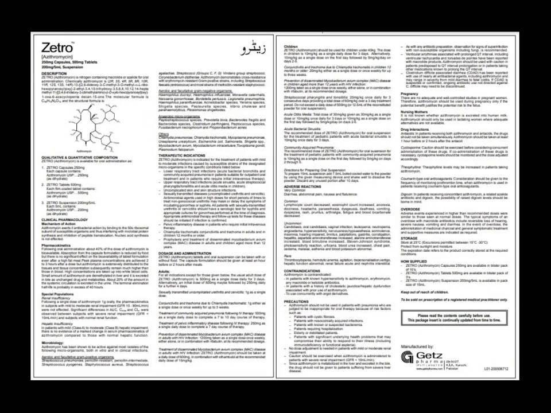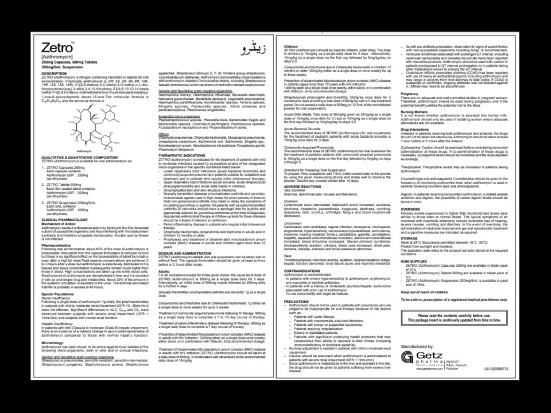Sexually transmitted uncomplicated urethritis and cervicitis, 1 gram as a single dose. Conjunctivitis and trachoma due to Chlamydia trachomatis, 1 gram either as a single dose or once weekly for up to 3 weeks. Treatment of community-acquired pneumonia following intravenous therapy, 500 mg as a single daily dose to complete a 7 to 10 day course of therapy. Treatment of pelvic inflammatory disease following intravenous therapy, 250 mg as a single daily dose to complete a 7 day course of therapy. Prevention of disseminated Mycobacterium avium complex disease in adults with HIV infection, 1200 mg taken as a single dose once weekly, either alone or in combination with rifabutin at its recommended dosage.